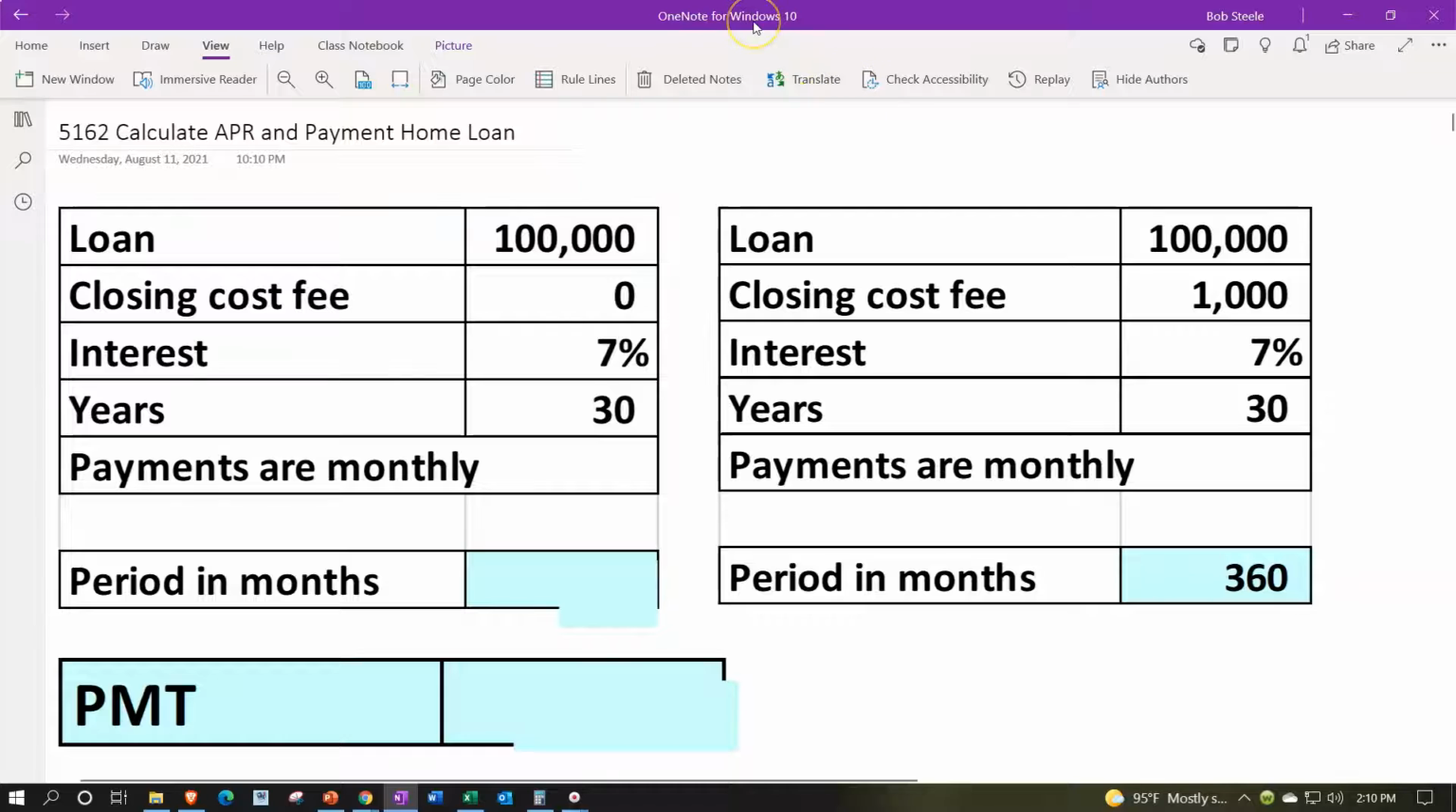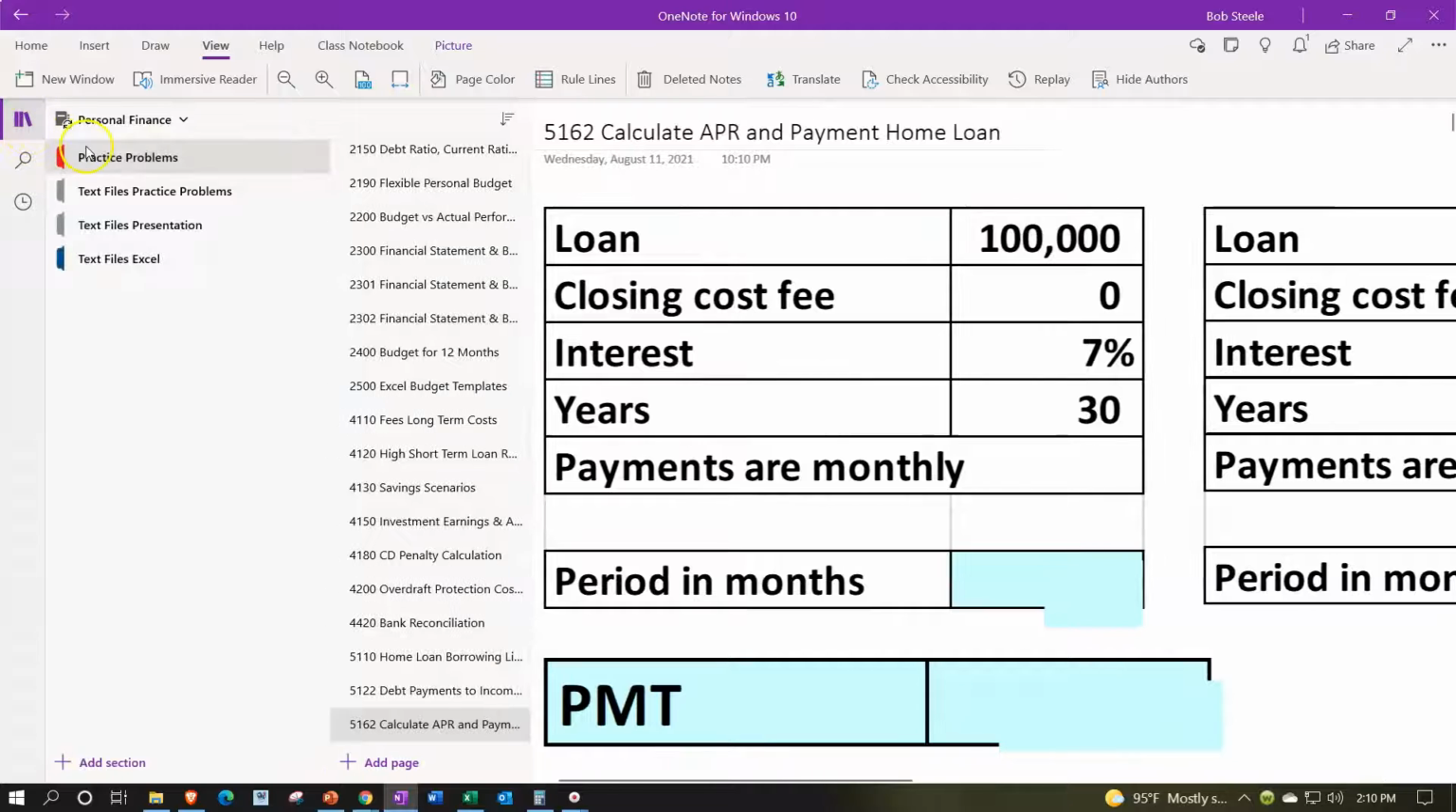Here we are in OneNote. If you have access to OneNote and would like to follow along, you're not required to, but if you would like to, we're in the icon on the left-hand side, the Practice Problems tab, down in the 5162 Calculate APR and Payment Home Loan tab. Also note, when using OneNote, take a look at the Immersive Reader tool.